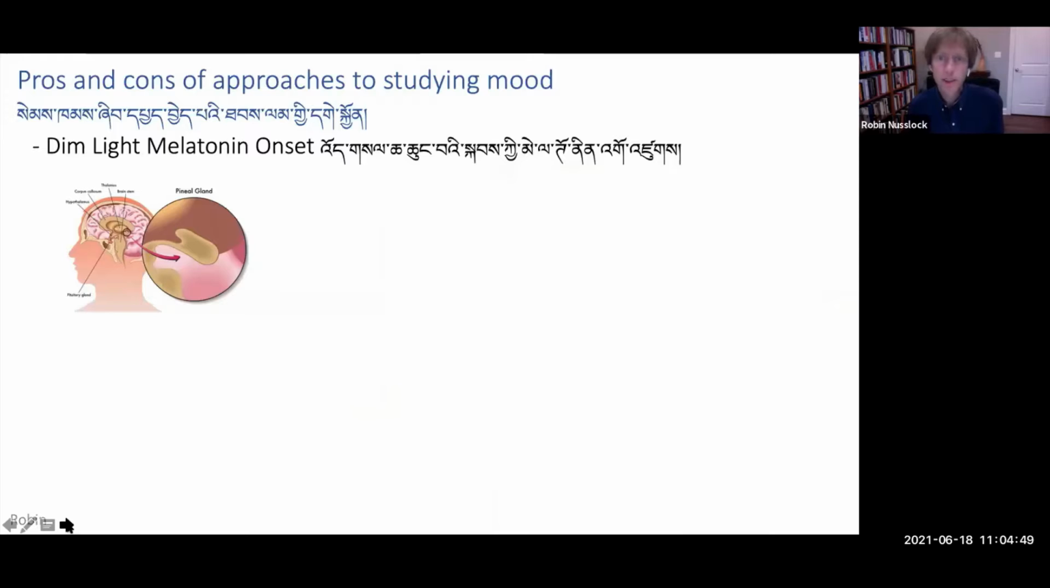Another measure that's frequently used in sleep research is measuring a hormone called melatonin.